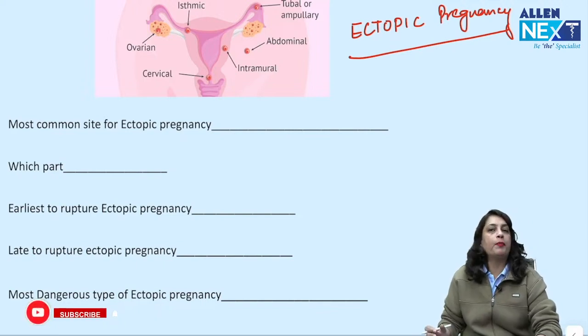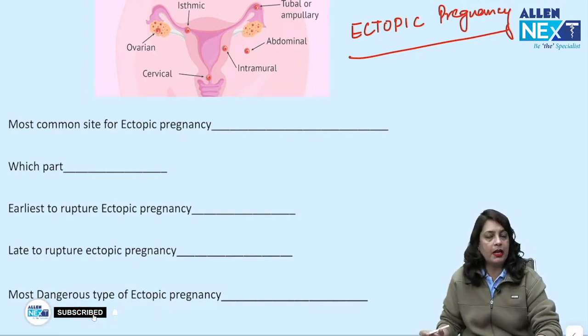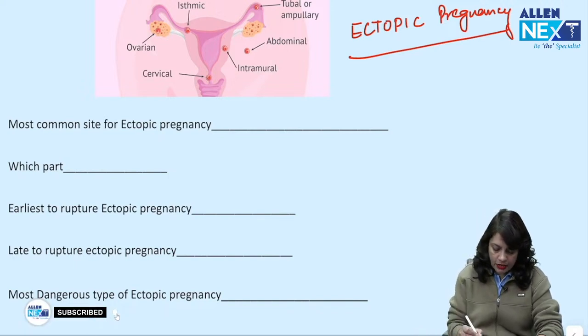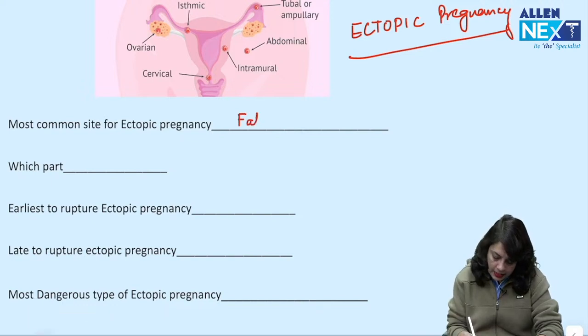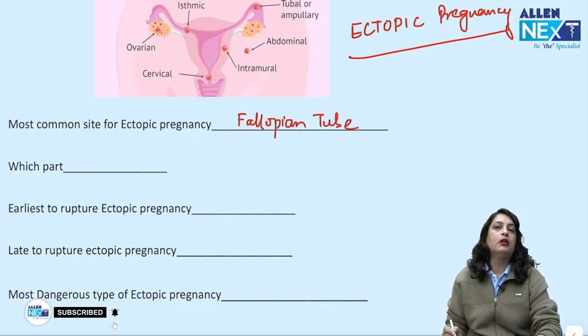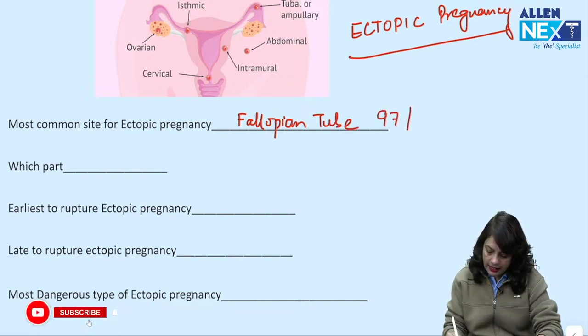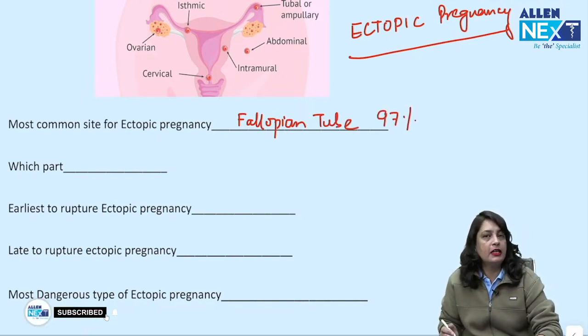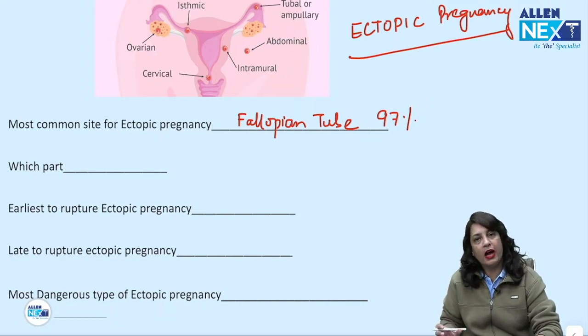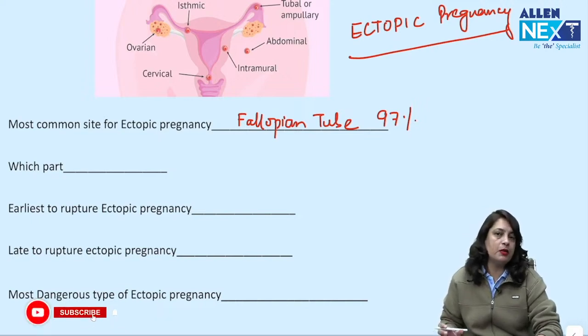So friends, ectopic pregnancy, as all of you know, is implantation of fertilized ovum occurring outside the uterine cavity, and most common site for ectopic pregnancy is the fallopian tube. Around 97 to 98% of ectopic pregnancy occurs in the fallopian tube. Why? Because fallopian tube is the most common site for fertilization.